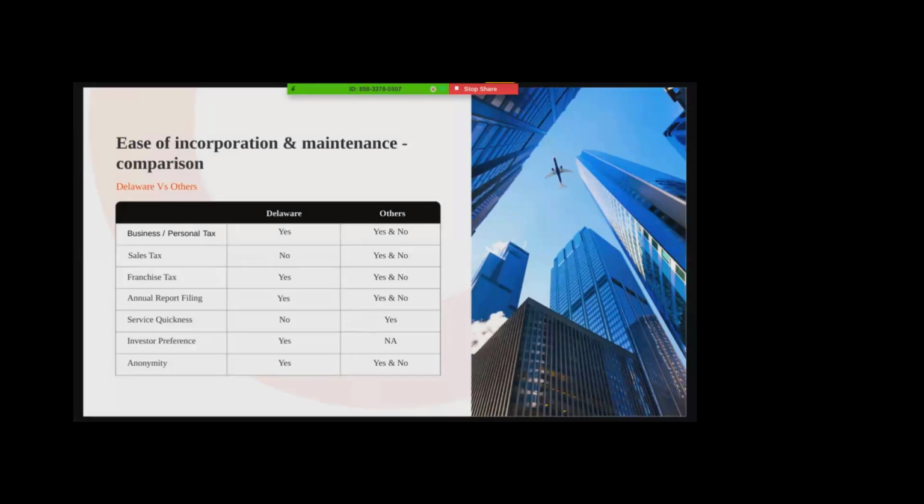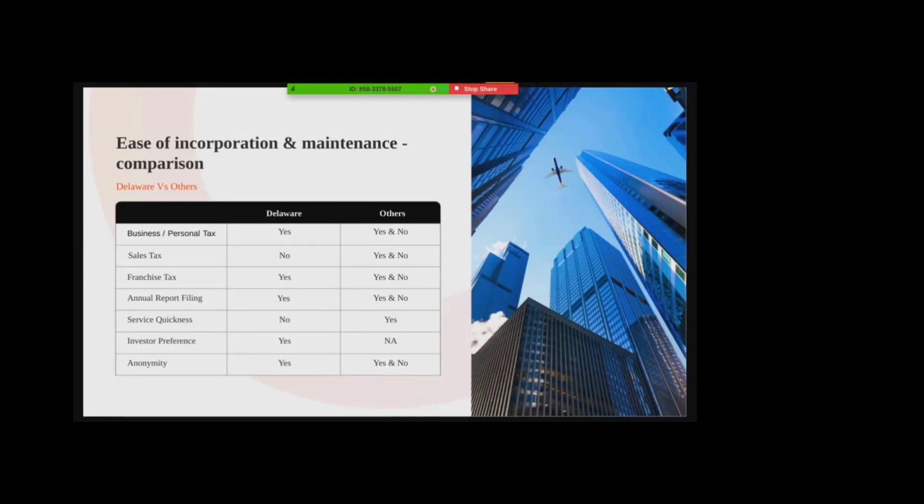So basically, what is it in Delaware that is not there in others? Is there a business and personal tax? Yes, there is a personal and business tax in Delaware. So there is in all of the other states. Some states like Wyoming and Florida don't have personal income tax. So there are other states that have similar business and personal taxes also, so people still prefer Delaware.